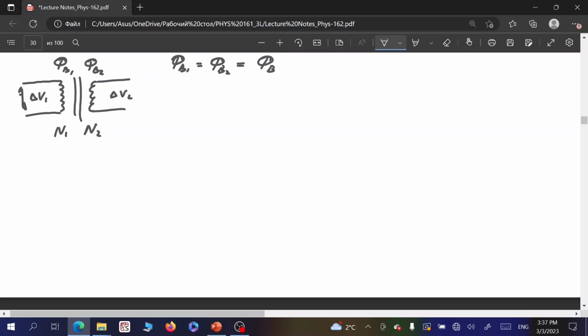Now how do we define delta V1? According to Faraday's law, we have minus N1 times dFB over dt, the first derivative of magnetic field flux over time. For delta V2, the voltage difference at the terminals of the secondary coil will be defined as minus N2 times dFB over dt.